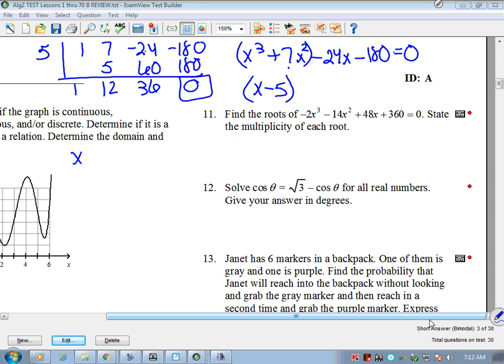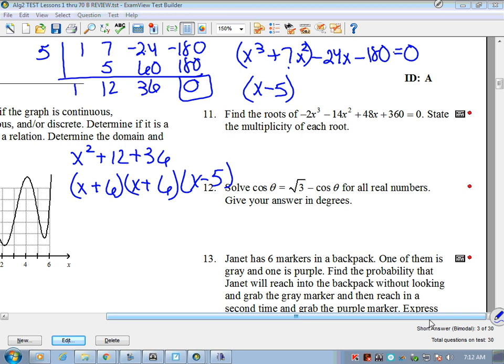We're going to bring this down. This is actually x squared plus 12x plus 36. This is a lot easier to factor because it should be x plus 6, x plus 6. So x plus 6 is a factor twice. X minus 5 is a factor one time. It says state the multiplicity of each root. I'll just read what exactly the answer key says. X minus 5 is a factor once. X plus 6 is a factor twice. The root 5 has a multiplicity of 1. The root -6 has a multiplicity of 2.